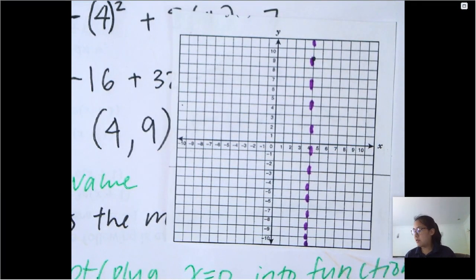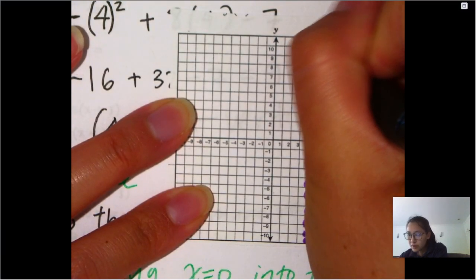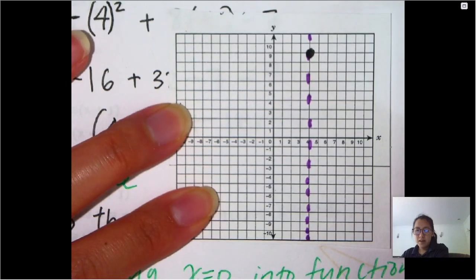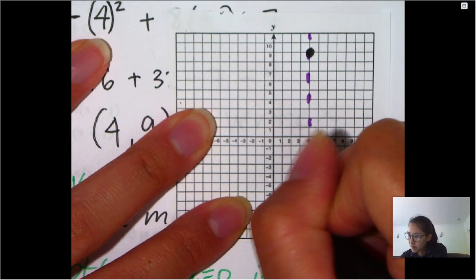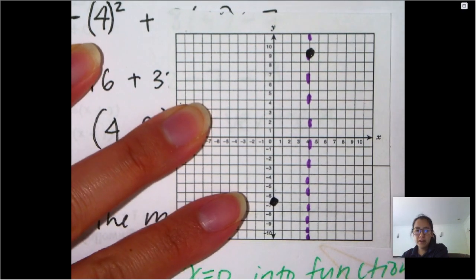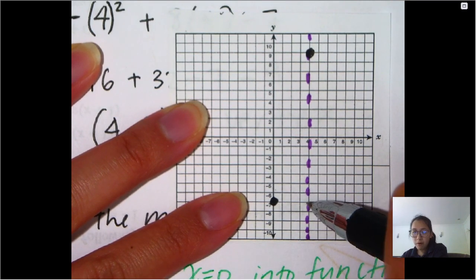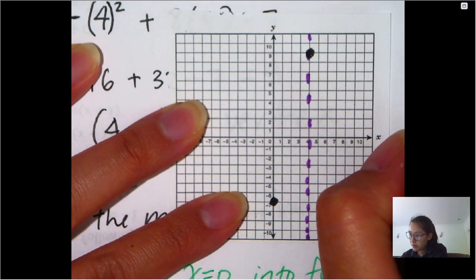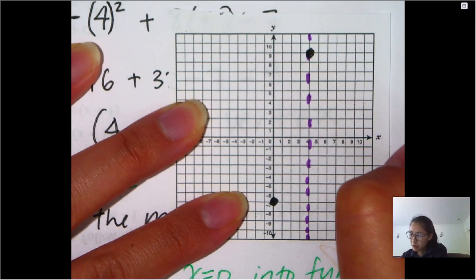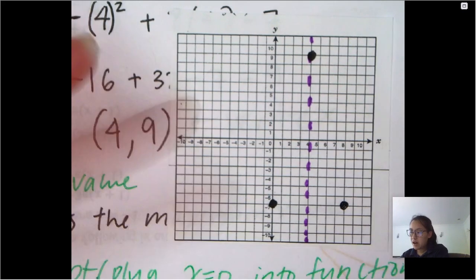And then I'm going to draw in that point a little bit more clearly there. Okay, 4, 9. And then we had the y-intercept at 0, negative 7. And as you've seen before, to find your symmetrical point, since it's 1, 2, 3, 4 units away from the axis of symmetry, we're going to draw a point 4 units away on the other side. 1, 2, 3, 4. And so that's going to be our symmetrical point, 8, negative 7.